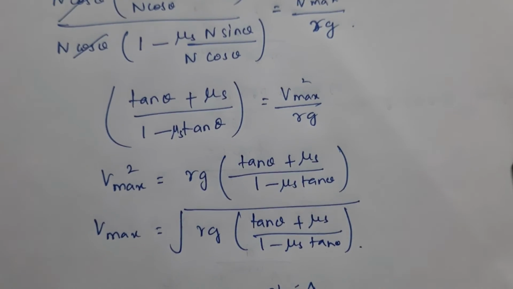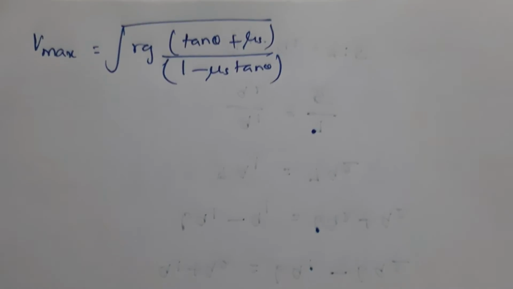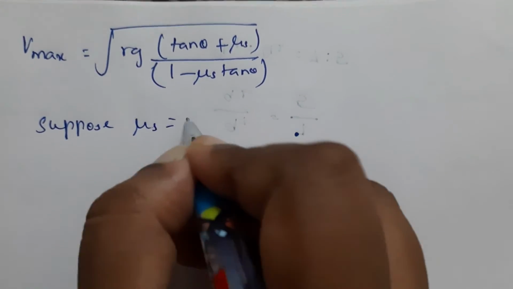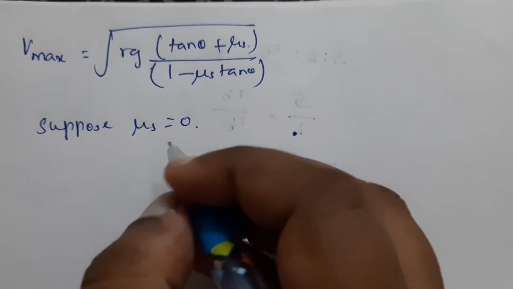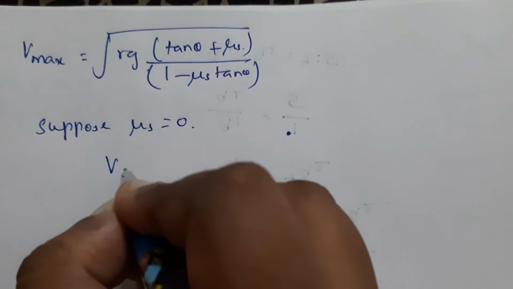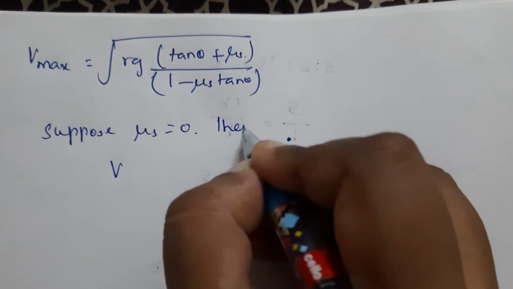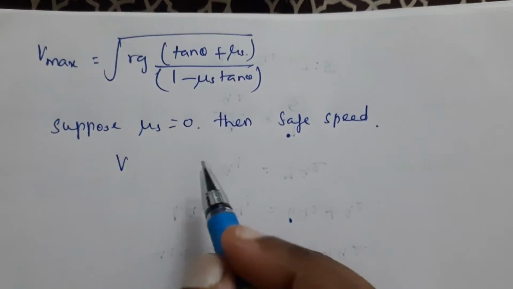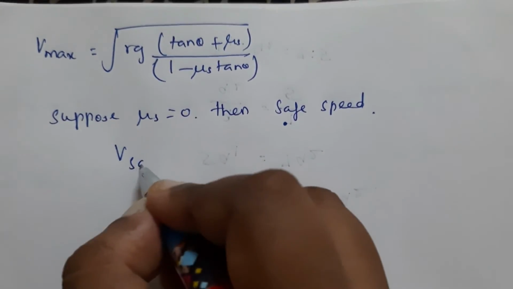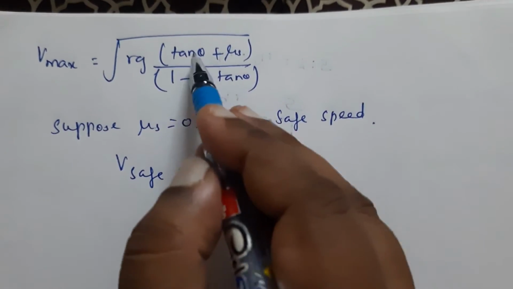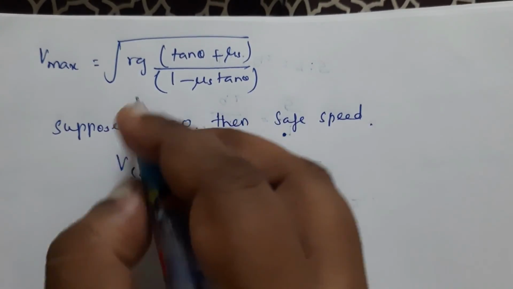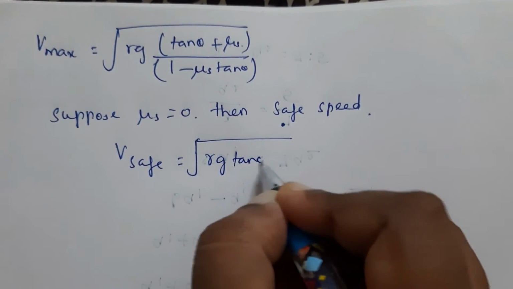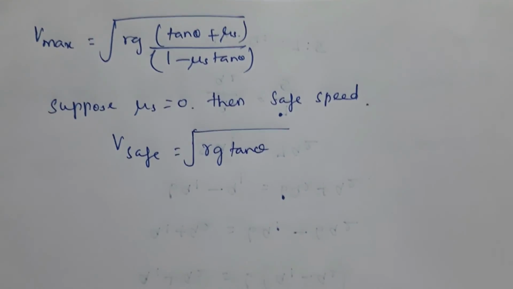Suppose mu s is equal to 0. When we neglect the friction, we'll have a safe speed. So V safe is equal to, if you put 0 here, this will become 0, this will become 0, so it will be root of Rg tan theta.